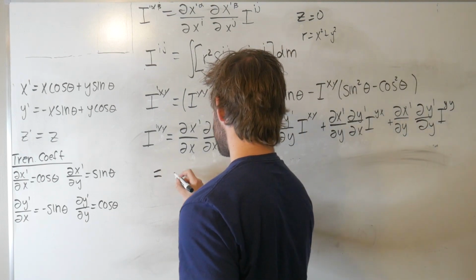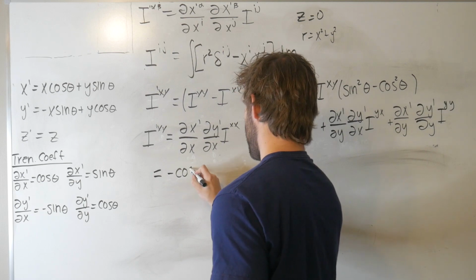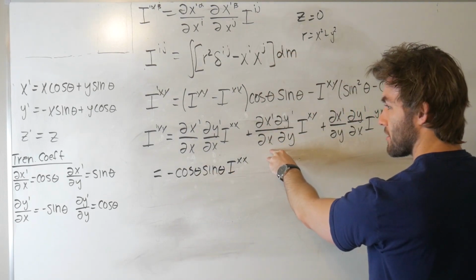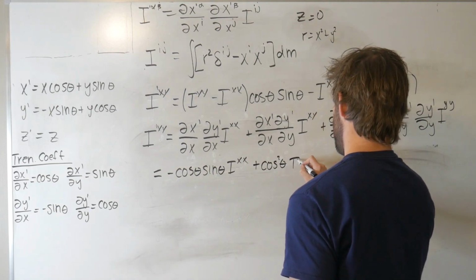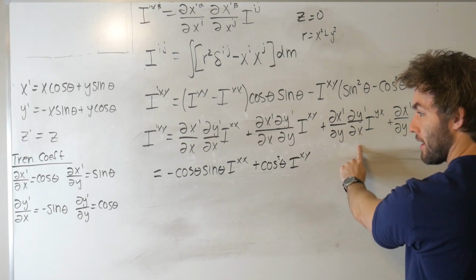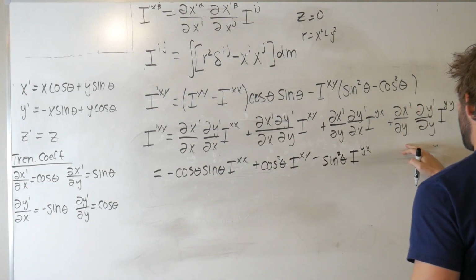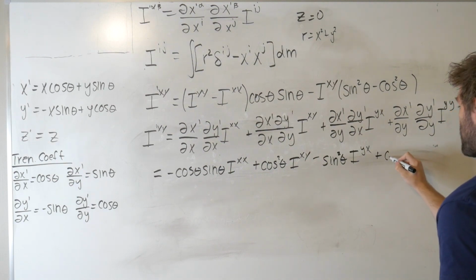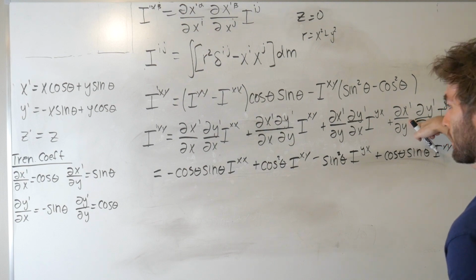So that tells us that this is equal to, we have a cosine theta, dy prime dx is a minus sine theta, so in total it's going to be a minus cosine theta sine theta I xx, that's our first term. And then we have dx prime dx, which is still cosine theta, dy prime dy, which is going to be a cosine theta, so this is plus a cosine squared theta I xy. Then moving over here, dx prime dy, which is going to give us a sine theta, dy prime dx, which is going to give us a minus sine theta, so it's minus sine squared theta I yx. Last one, dx prime dy prime dy, which is going to give us a plus cosine theta sine theta I yy. Let me just check that one more time. Dx prime dy prime dy.